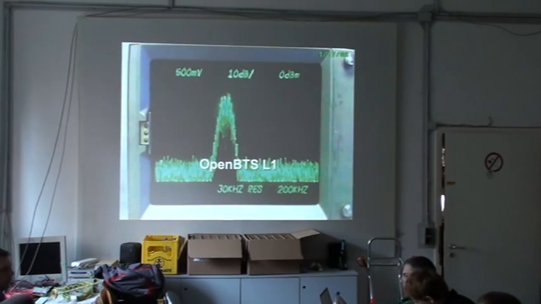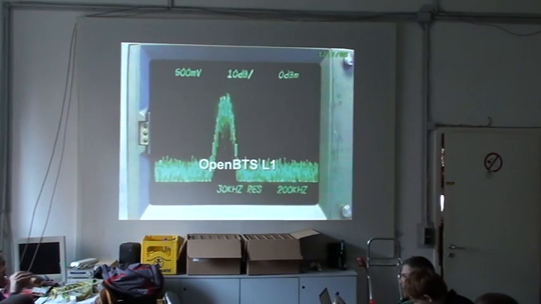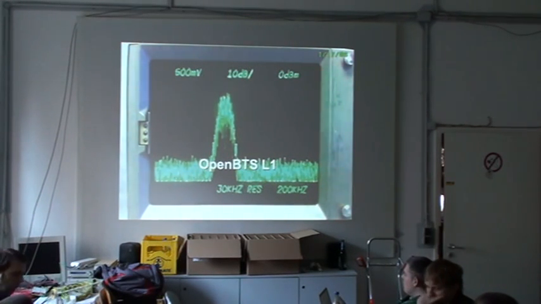So, OpenBTS Layer 1. The reason I'm giving this is because I know there are people hacking OpenBTS Layer 1, and people using Layer 1 pieces of OpenBTS in other projects. So maybe you'll find this useful.